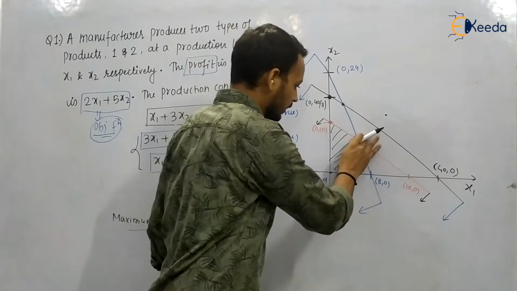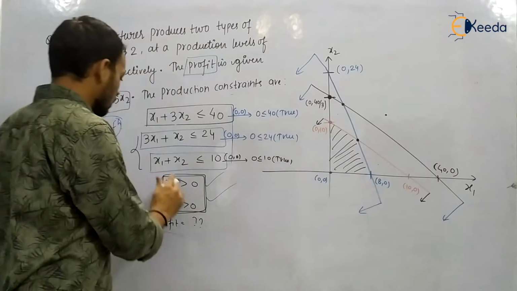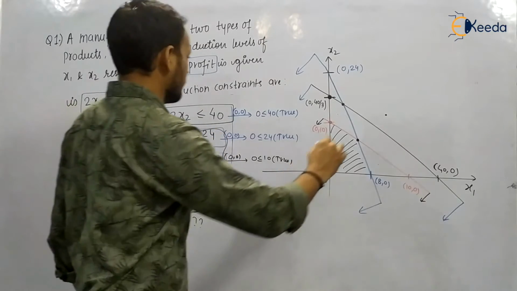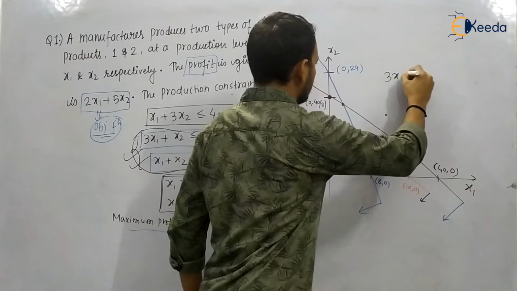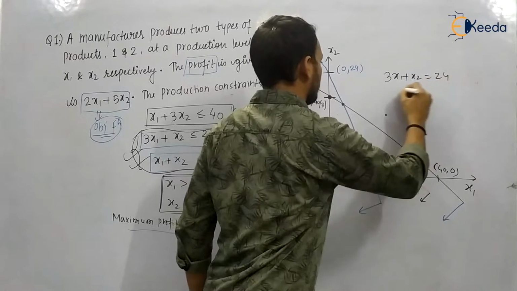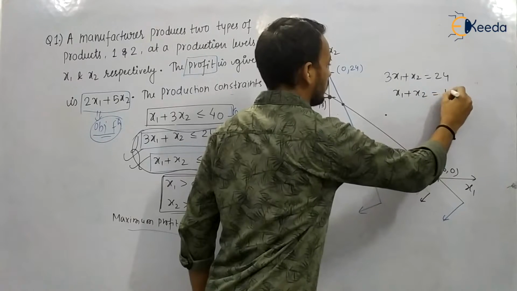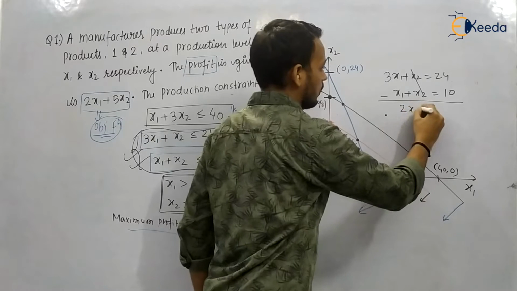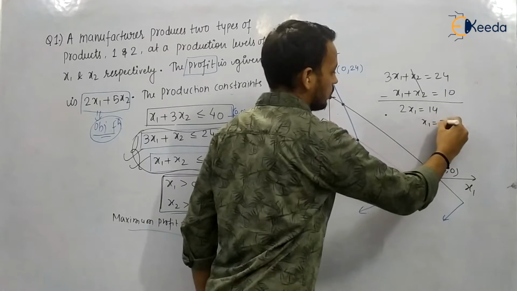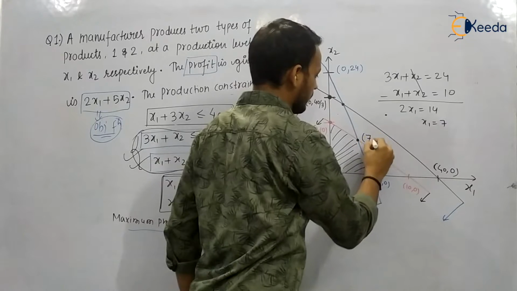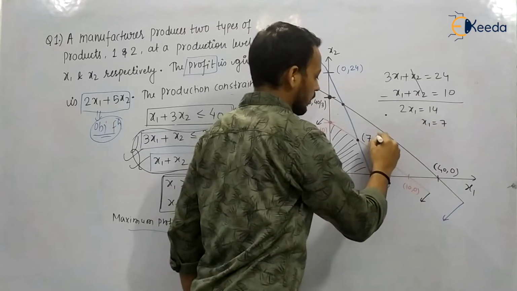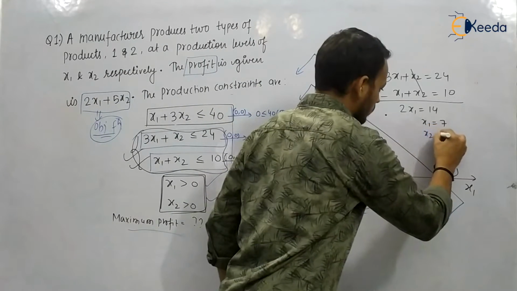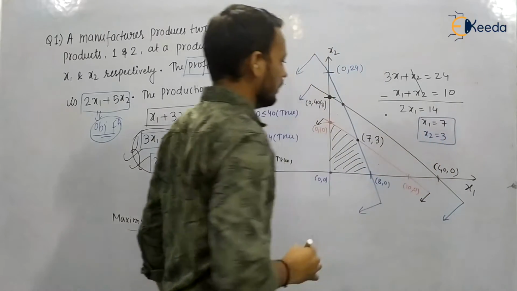Okay, so you can find this corner point by solving these two equations. Just solve these two constraints, that is 3x1 plus x2 equals 24 and x1 plus x2 equals 10. You can solve these constraints, just subtract. This x2 will get cancelled. 2x1 equals 14, so x1 equals 7. So putting x1 as 7, x2 you are going to get 3. So (7, 3). Okay, just solve it. x2 equals 3. So we will get the coordinate (7, 3).